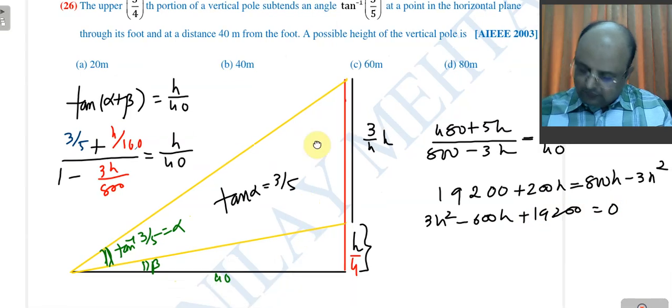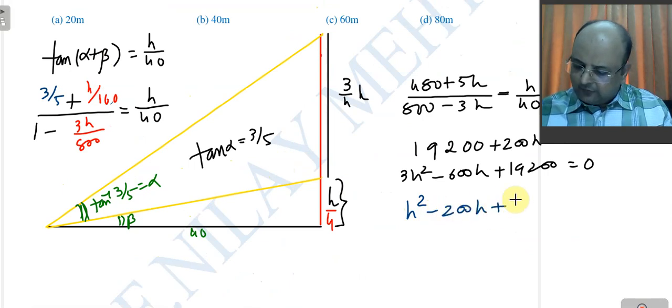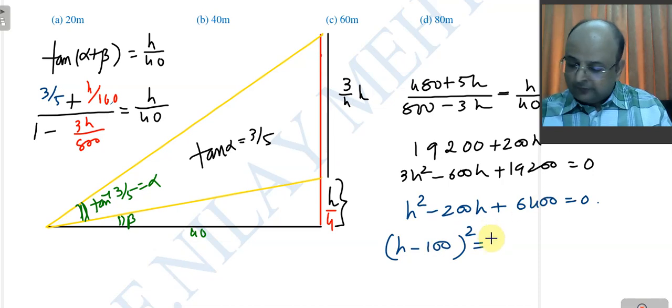Oh, it is calculative. I divide by 3, it has to be, that is 200h plus what, 3 6 are 18 and 3 4s are perfect. I go for some smart work. H minus 100 the whole square equals to what? It is 10,000. So this is 3600. 10,000 minus 3600 will be 6400.